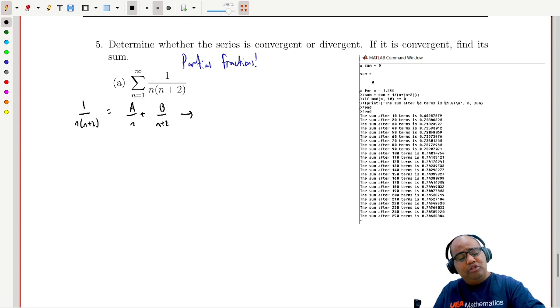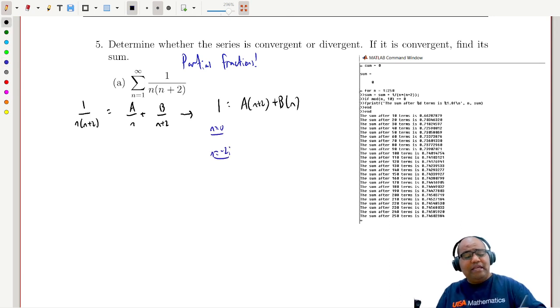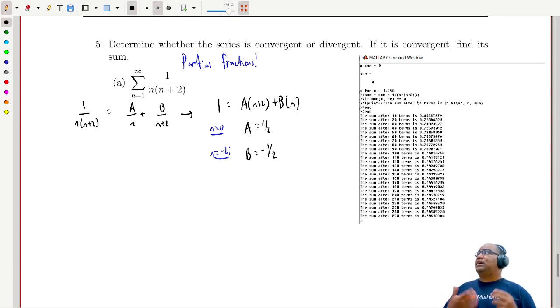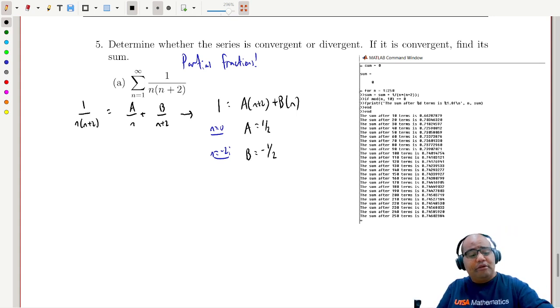So if I do the usual procedure, we'll have 1 equals A times n plus 2 plus B times n. Now if I use my cover-up method, my two clever values are n equals 0 and n equals minus 2. When n equals 0, I'll leave it to you to check that A is equal to 1 half. And when n is equal to minus 2, we'll get B equals minus 1 half. So how does this help us? Well, I can now replace the summand as the following.